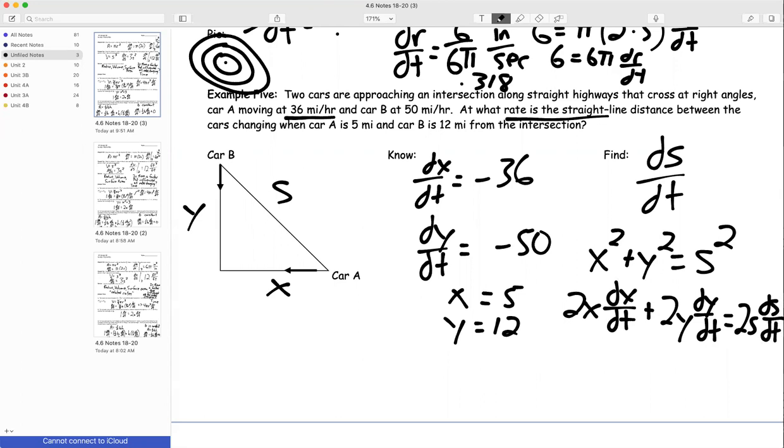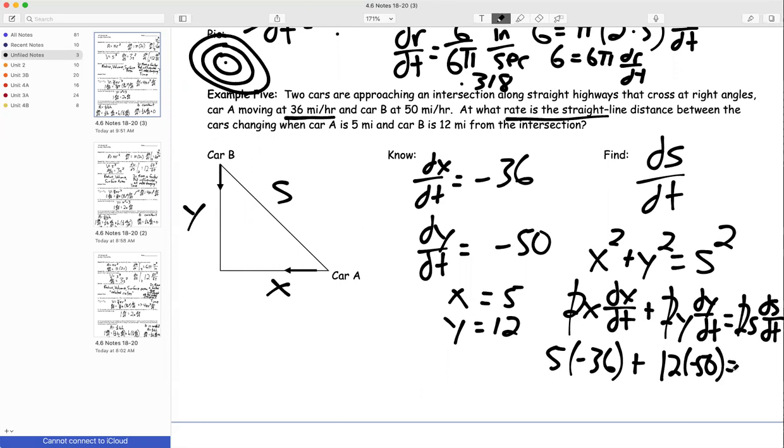And now I don't know about you, but sometimes my life can be complicated. So I need to simplify it. So I'm going to divide everything by 2, and my 2's go away. And now that I have differentiated, I can plug in what I know. X is 5. dx/dt is negative 36. Y is 12. dy/dt is negative 50.